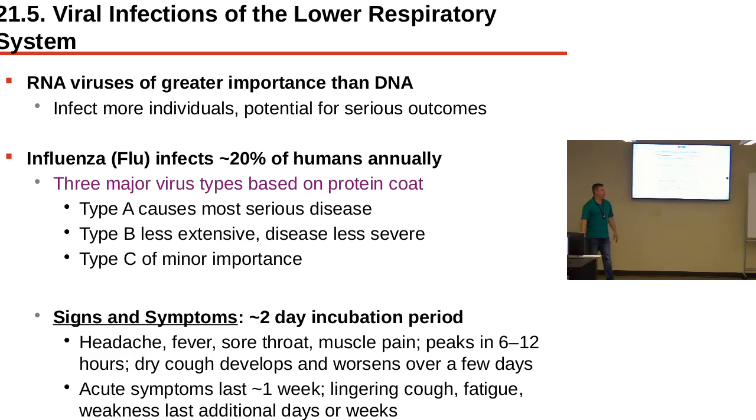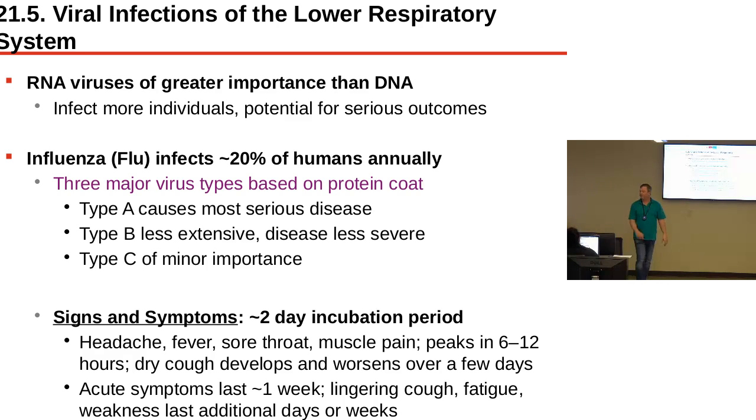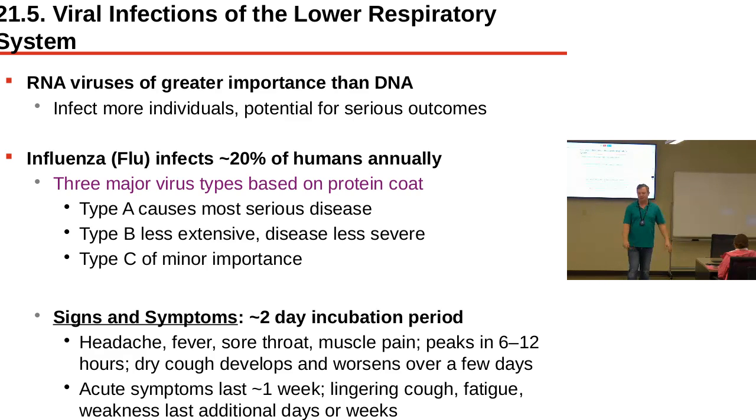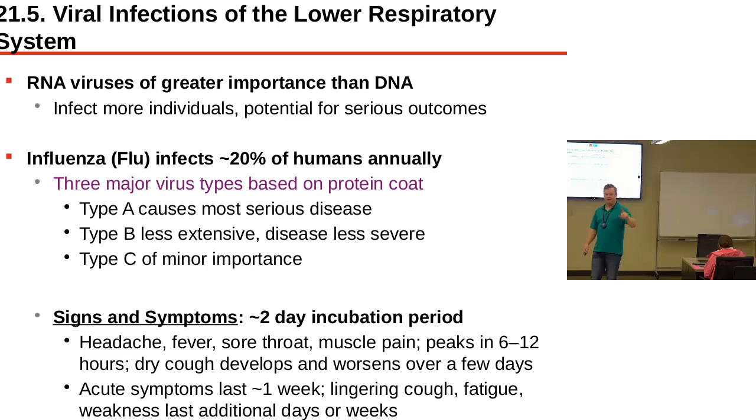All right, so the last part we're getting into in this chapter is going to be viral infection of the lower respiratory system. In this case, the RNA viruses are the most important. Remember, viruses come in two flavors. They either come in as DNA or RNA. And the RNA ones are the ones that are the biggest deal.